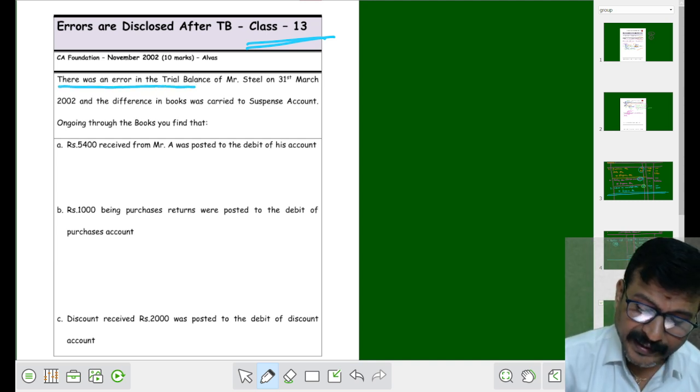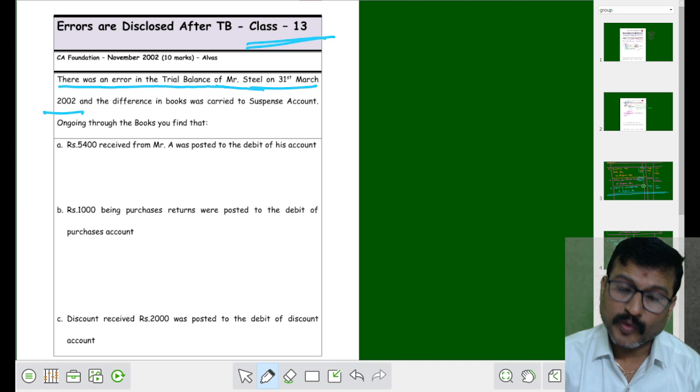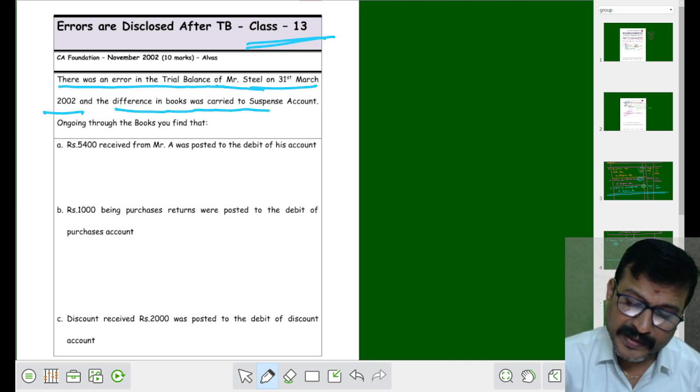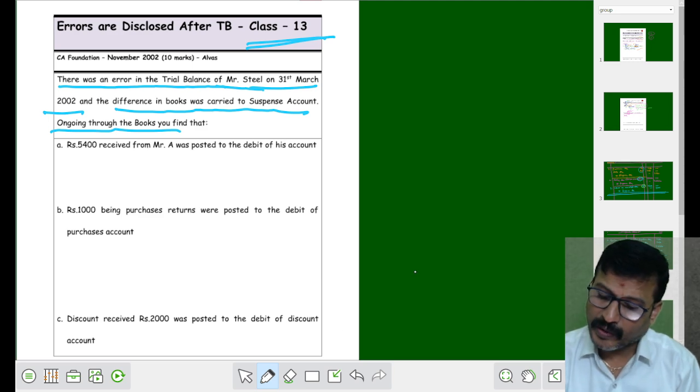There was an error in the trial balance of Mr. Steele on 31st March 2002. Difference in the books was carried forward to suspense account. Now see the first transaction, what happened.